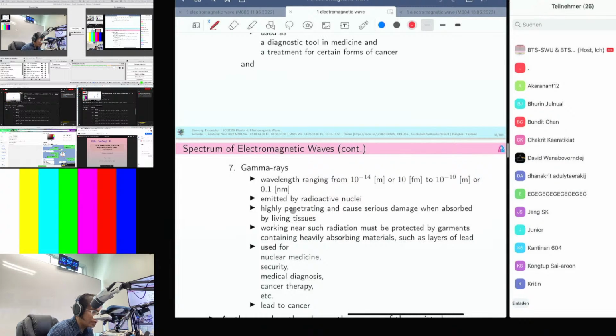Yeah, as I told you, it's a very dangerous ray. It can penetrate very well and cause serious damage to human tissue when the tissue of living creatures absorbs it. Okay, it's dangerous. What about the next aspect?